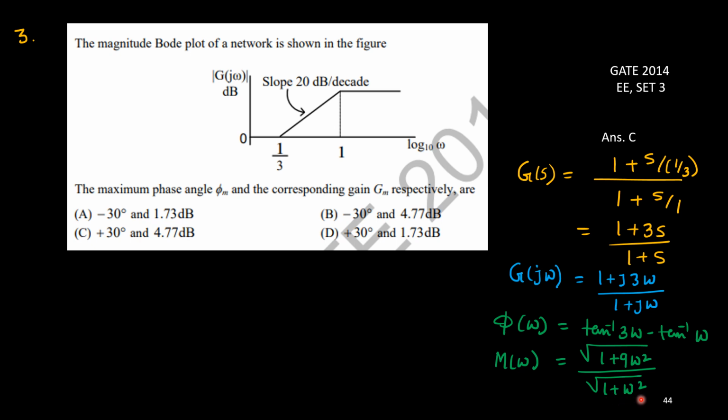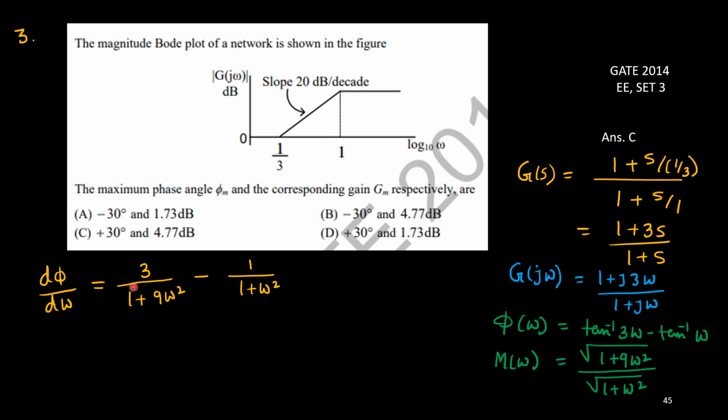So this phase we should maximize. We should understand when this phase will become maximum. For a maximum or minimum, the general procedure is to differentiate the function phi with respect to omega and then make it 0. So we will compute d phi d omega. The derivative of tan inverse 3 omega is 1 upon, since the derivative of tan inverse x is 1 upon 1 plus x square.